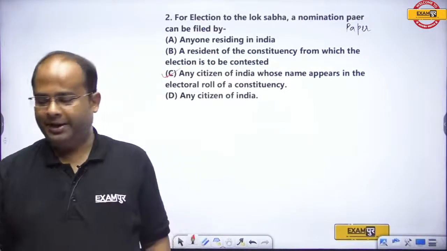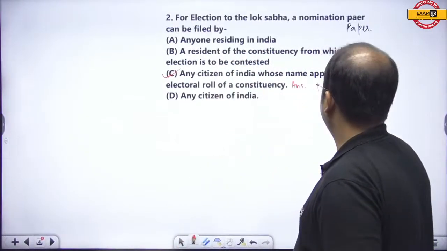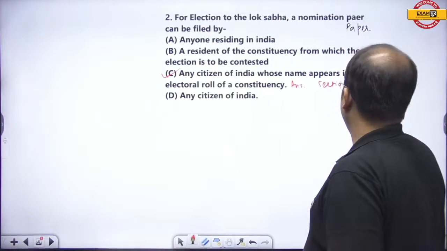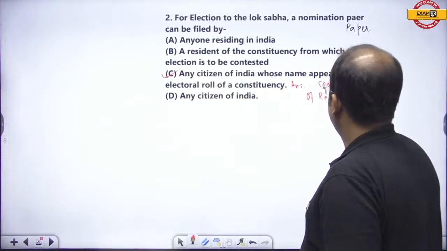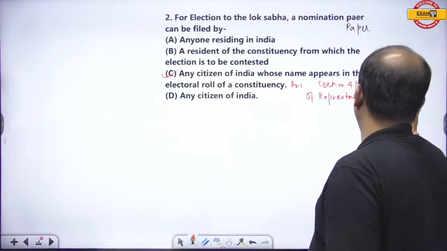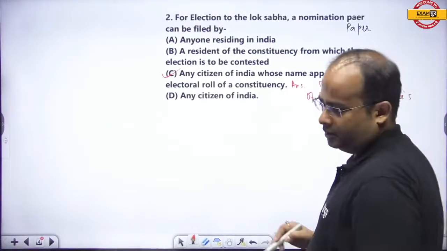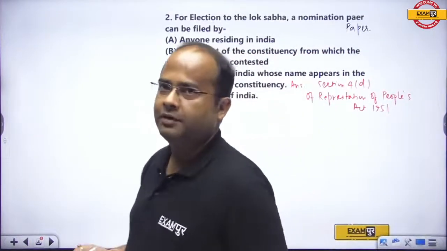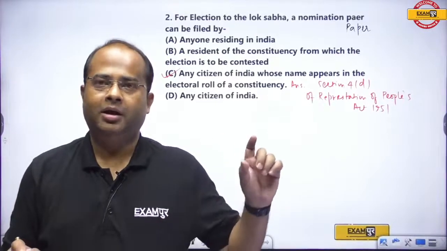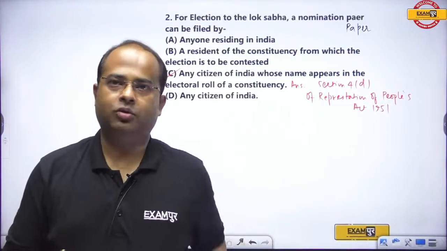And this provision is made through section 4D of the Representation of People's Act 1951. So Representation of People's Act 1951 and section 4D of this act enables any Indian citizen whose name appears in the electoral roll of the college to contest the Lok Sabha election.